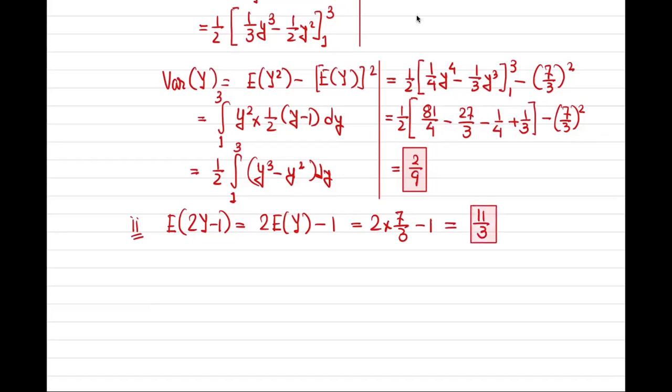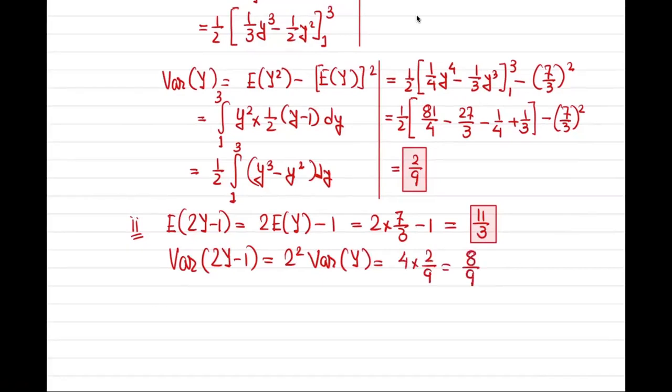Now, Var of 2Y minus 1 would be 2 squared Var of Y. So that means 4 into 2 by 9, we get 8 by 9. That is part 2. Now we can move to part 3.